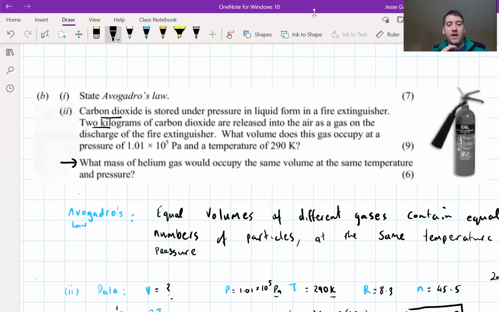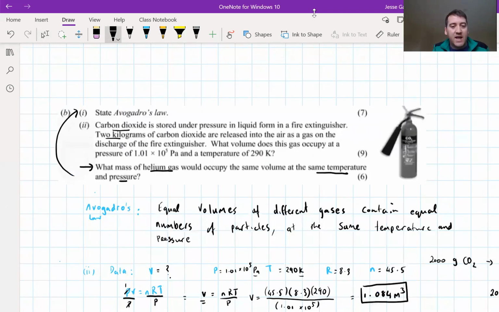Okay, so hopefully you're thinking, we've got the same temperature and pressure. Now, what did you learn in Avogadro's law? If you weren't thinking about Avogadro's law, then you're probably doing this wrong. So think about Avogadro's law. Pause the video, do that now. Okay, so same temperature and pressure means what? Avogadro's law: equal volumes of different gases. We had helium gas here, carbon dioxide gas here, but we know it's the same temperature and pressure. If we had equal volumes, what would that mean about the number of moles? It would mean that they have the same number of moles.